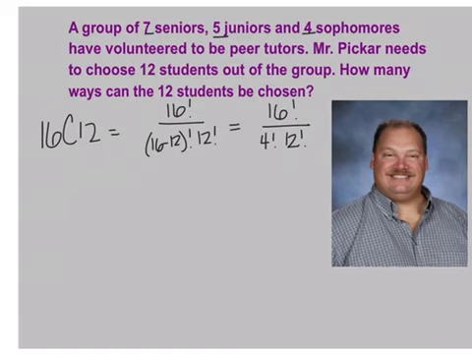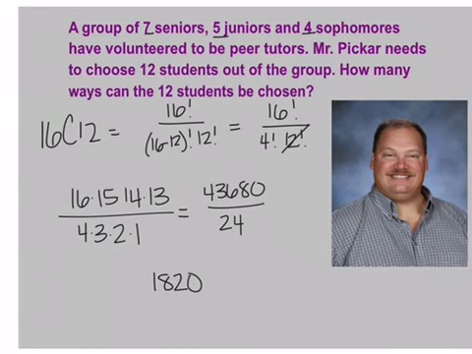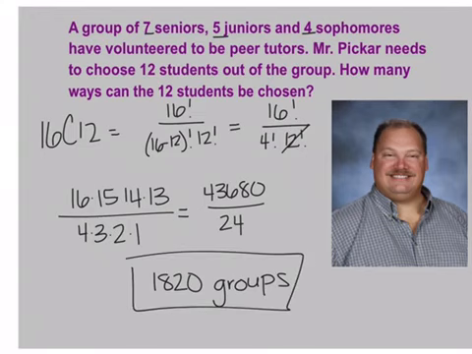Now I'm going to cancel out the largest factorial on the bottom with the rest of the numbers up on the top. So I'm going to cancel off the 12. Once I get to 12 on the top, I'm going to stop writing. So I'm going to have 16, 15, 14, 13. So 13 would cancel. Next would be 12. I'd cancel them off. So on the bottom, I only have 4 times 3 times 2 times 1. Multiply those across and get your number on the top. So 43,680 is what I got, and 24 on the bottom. Now you can divide last. So when I do that division, I get 1,820 different groups can be made.